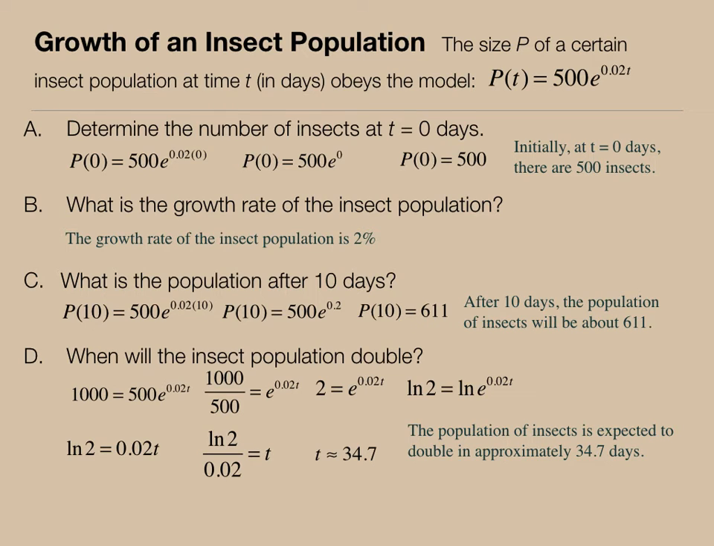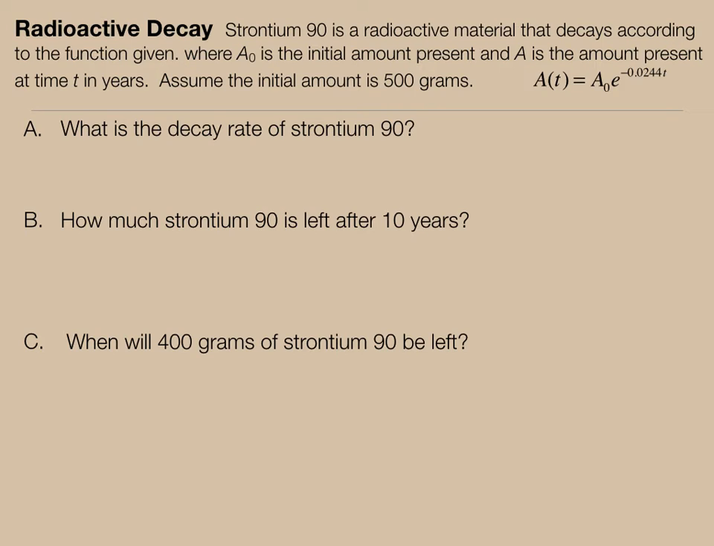So that was an example of exponential growth. Now we'll look at exponential decay. The prompt says, strontium-90 is a radioactive material that decays according to the function given, where A sub 0 is the initial amount present, and A is the amount present at a time t in years. Assume the initial amount is 500 grams. What is the decay rate of strontium-90?